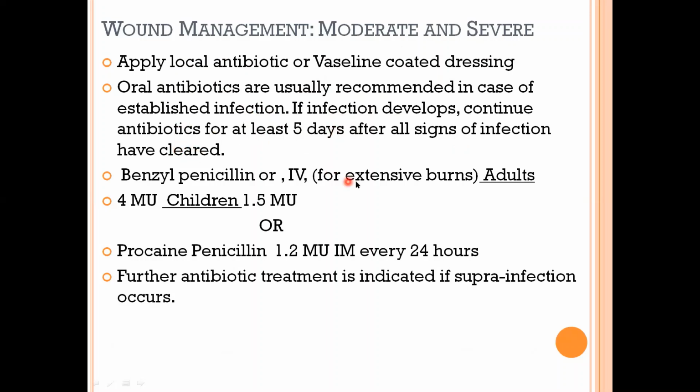In the case of extensive burns, we may go with penicillin intravenously. Adults 4 million units, in children 1.5 million units. Or you may go with penicillin 1.2 million units intramuscularly every 24 hours. Further antibiotic treatment is indicated if there are any superinfections, any secondary or opportunistic infection.